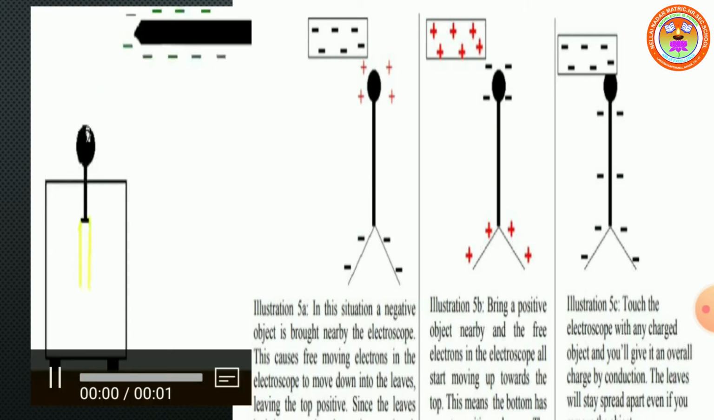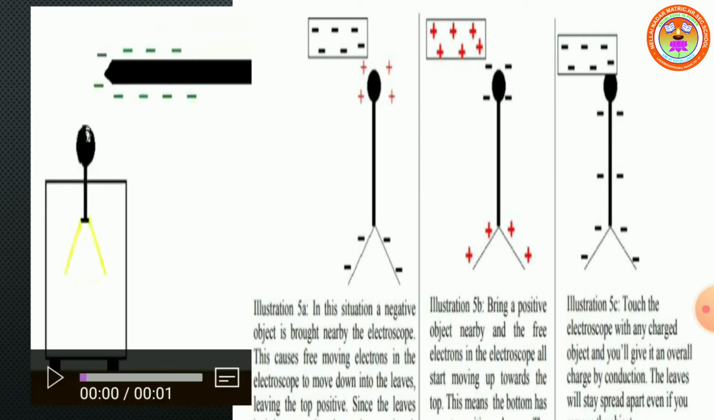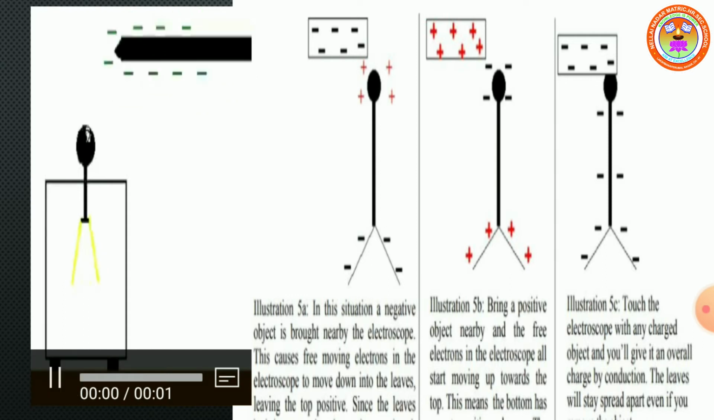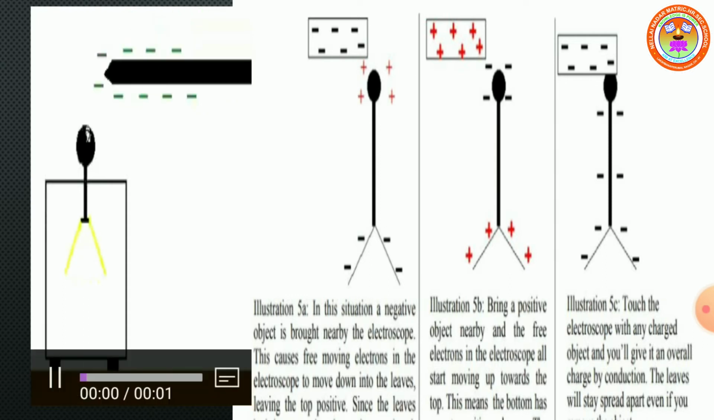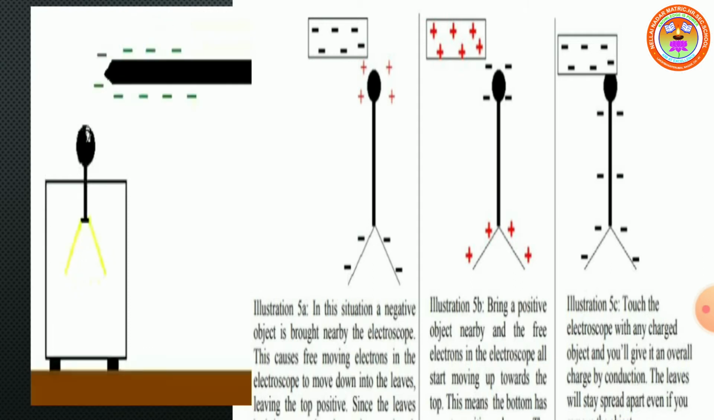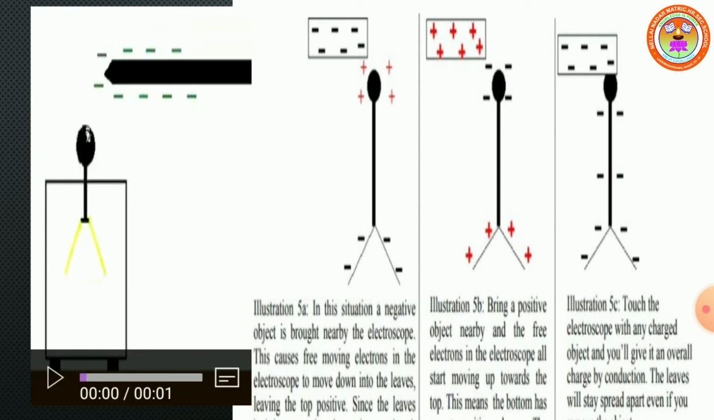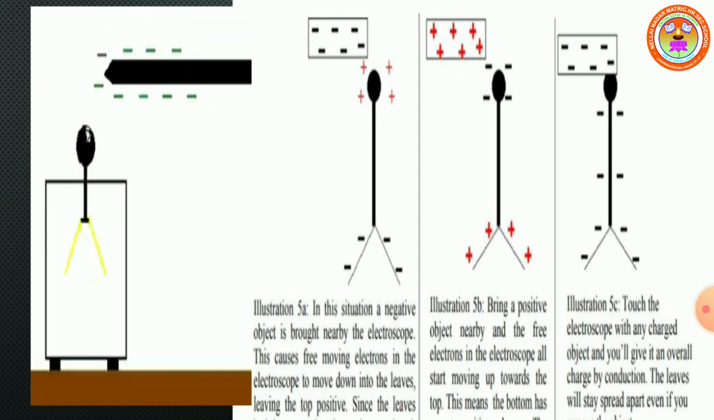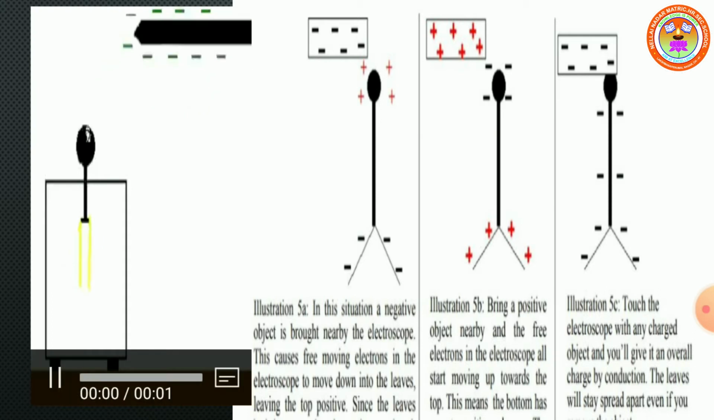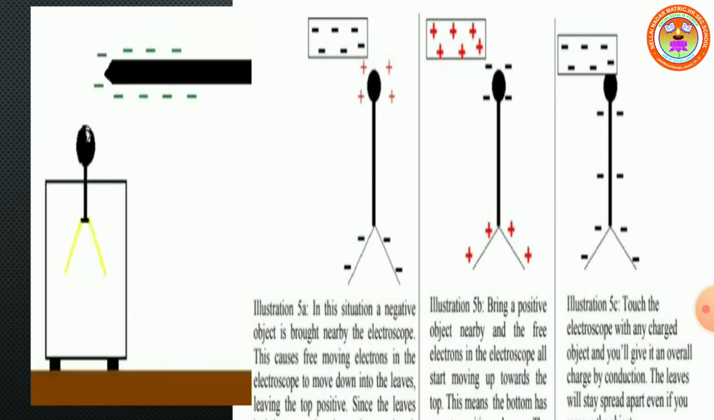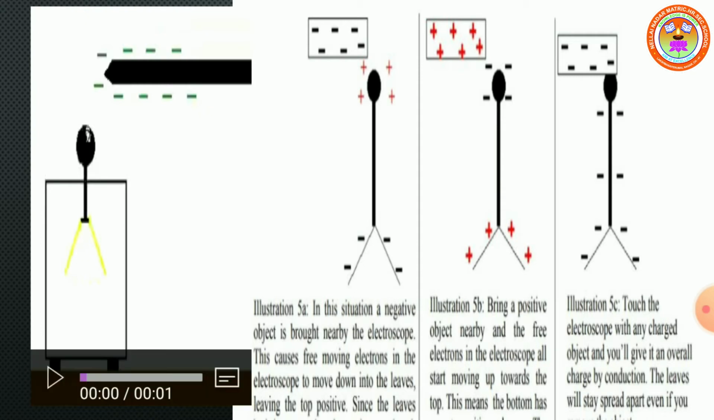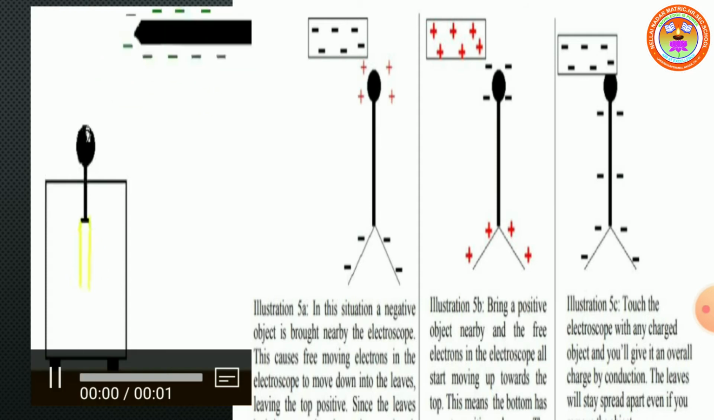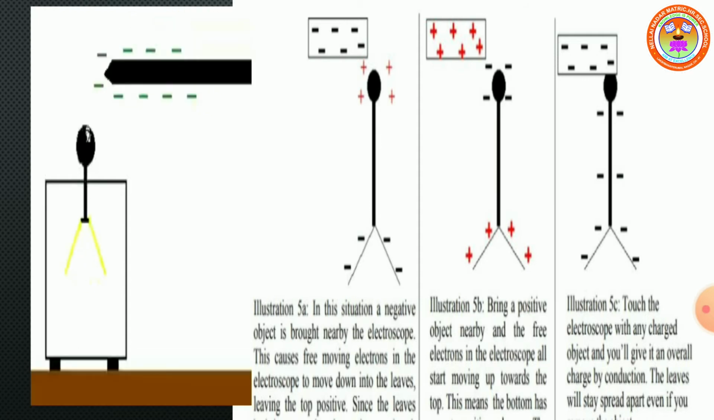If a negatively charged object is brought near the top knob of the electroscope, it causes the free electrons of the electroscope to move down into the leaves. The top becomes positive, and since both the leaves have negative charge, they repel each other and move apart.